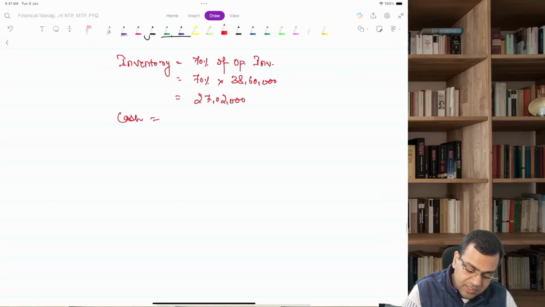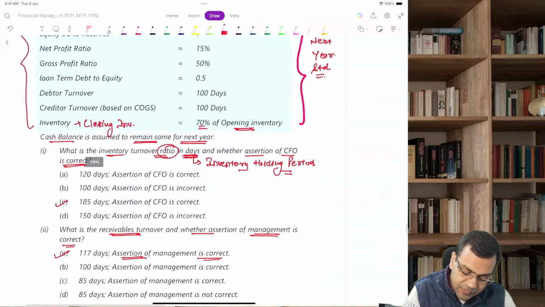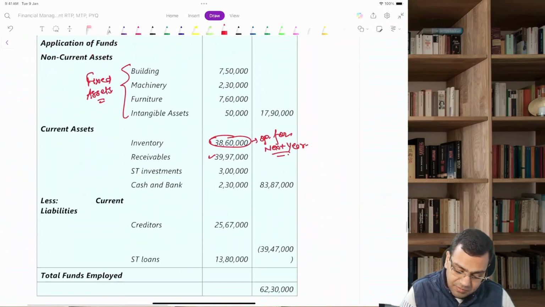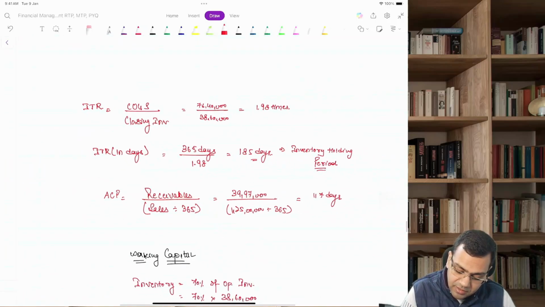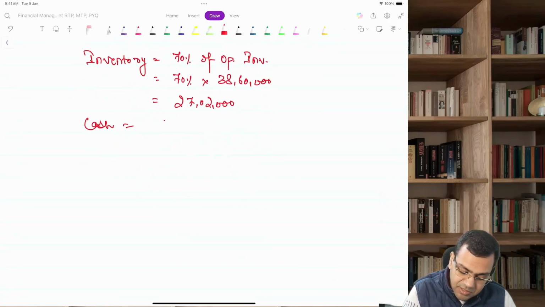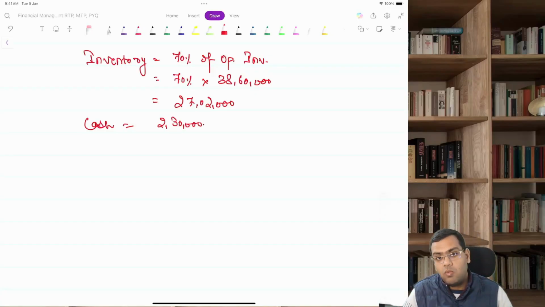What is given here? They say the cash is going to remain same. The cash balance is assumed to remain same. So what is the cash balance here? That is 2 lakh 30,000. So cash balance will remain same, that is 2 lakh 30,000. Now, what about the debtors?